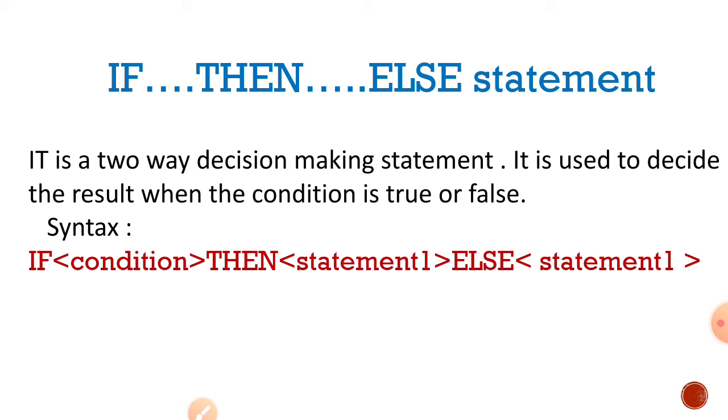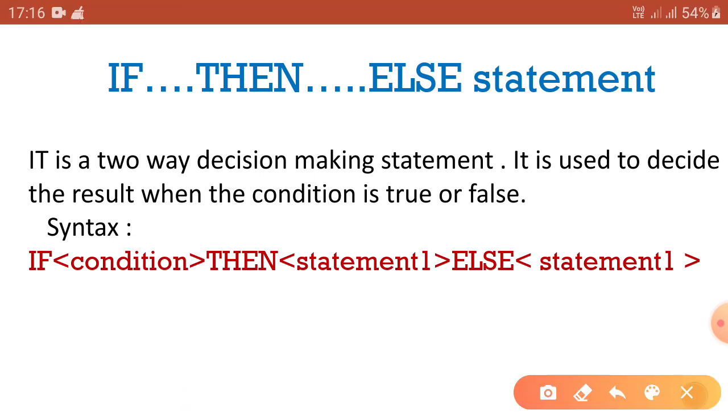Okay, so if the condition is true, then it executes the statement. The if-then-else statement is a two-way decision making statement. It is used to decide the result when the condition is true or false. The if section contains the condition that is to be checked. The then section contains the statements to be executed if the condition is true. The else section contains the statements to be executed if the condition is false.